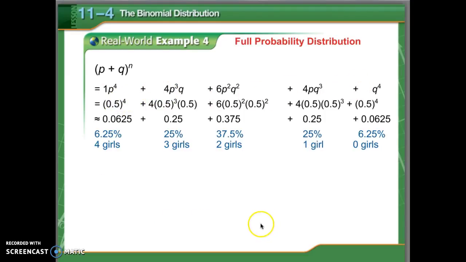And each of these terms, if you type each of them into your calculator, you get the probabilities for each of the potential outcomes. So if they have 4 girls, that's 6.25%, which is the same as if they have no girls. If they have 3 girls or 1 girl, it's 25%. And if they have 2 girls, which is the most likely event, that happens 37.5% of the time. All of these numbers would add up to 1.